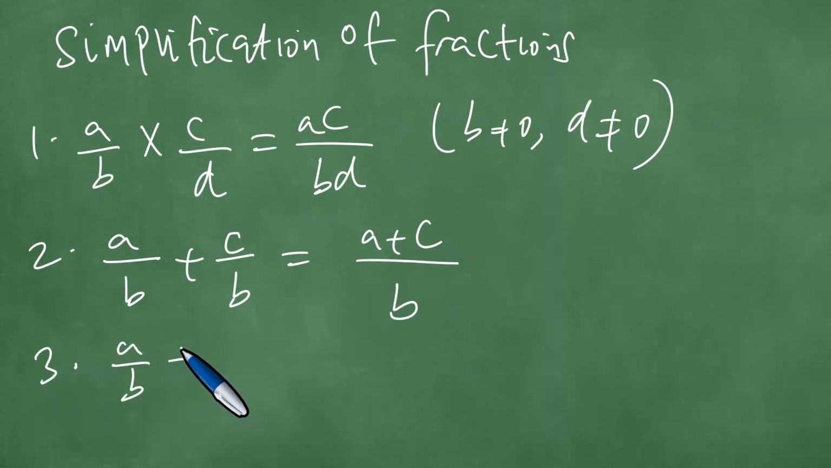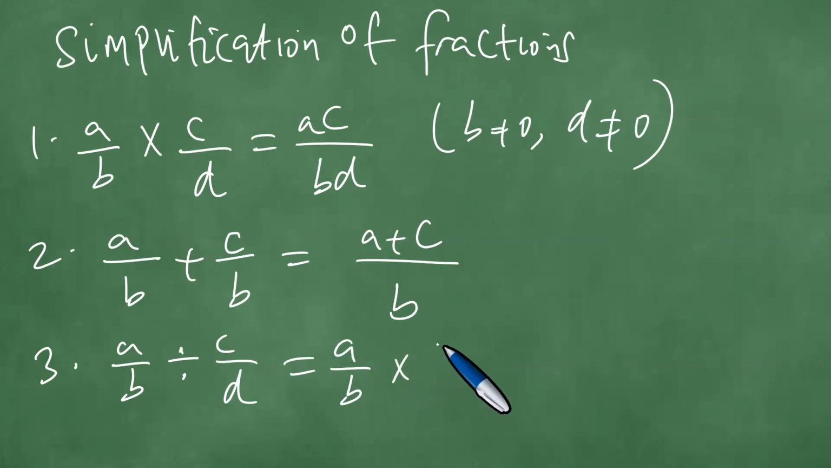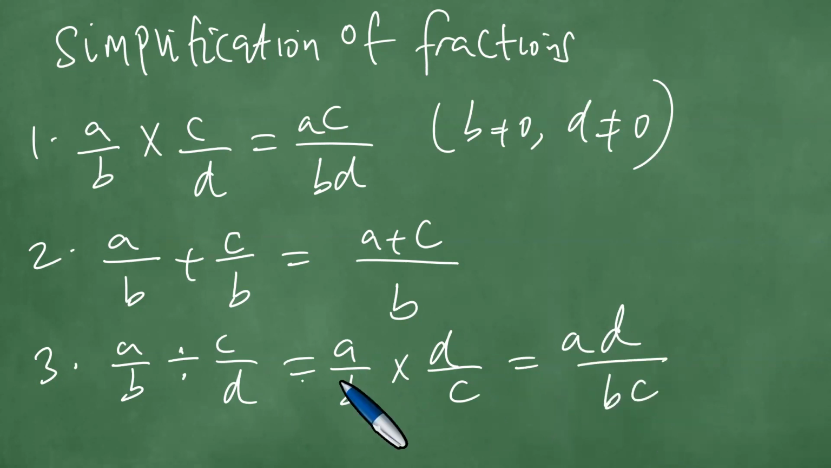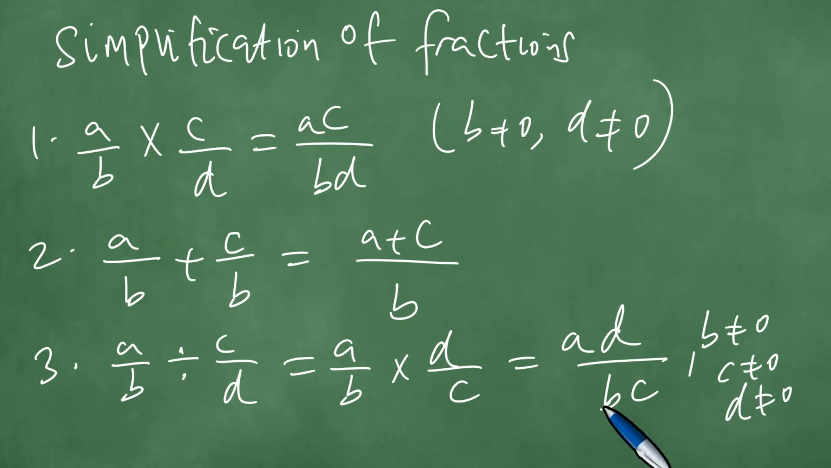a over b divided by c over d is a over b times d over c, which is ad over bc, meaning b not 0, c not 0, d not 0. So we just prevent the division by 0 by saying b not 0, c not 0, because d was also in the denominator. We wish that it is not 0.